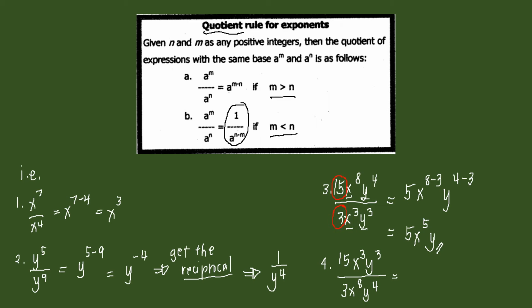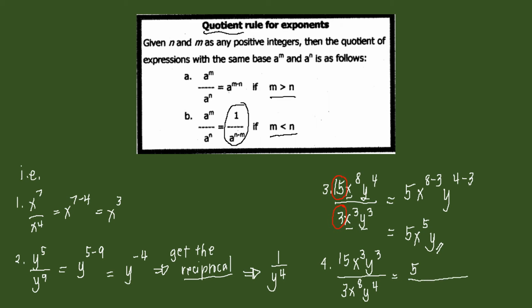So the technique here is just subtract the exponents and then write the answer in the place wherein the exponent is bigger. So I'll do this, just a shortcut, just to make it easier for you. So I will divide 15 and 3. So 15 divided by 3 is 5. So I will write here 5. Because 15 is bigger than 3, I will write the answer in the numerator. Okay?